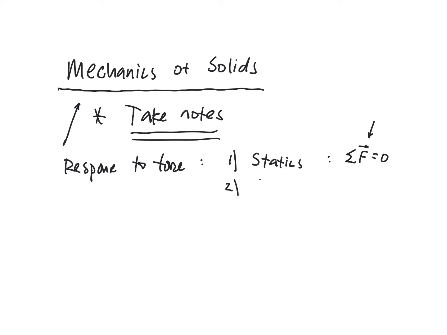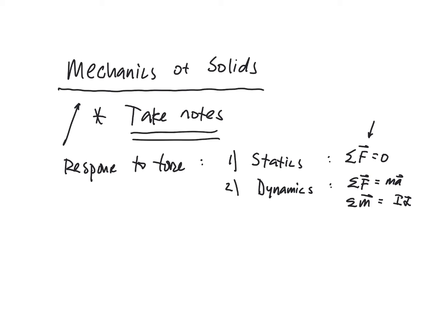The second class that you do not have to have as a prerequisite for this class is dynamics. In that case, we have that the sum of the forces is equal to the time rate of change of the momentum, but I'm just going to write it as ma. And then we also have that the sum of the moments is equal to I alpha. That is a relationship between the forces acting on a particle or a rigid body and the resulting motion.